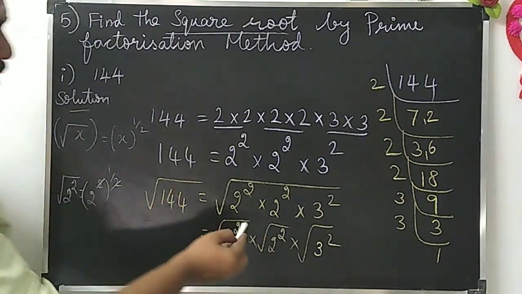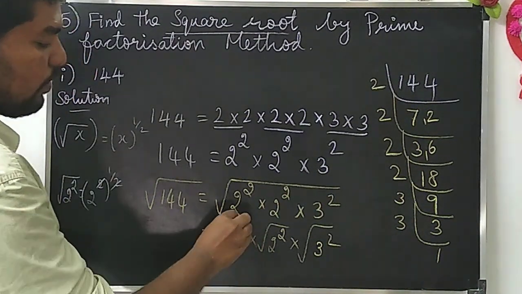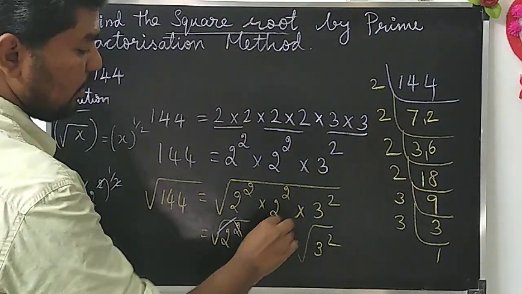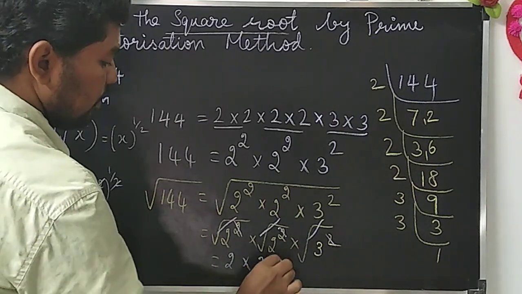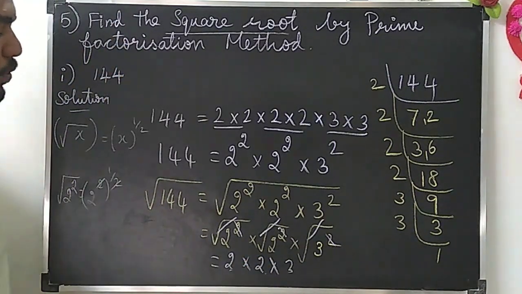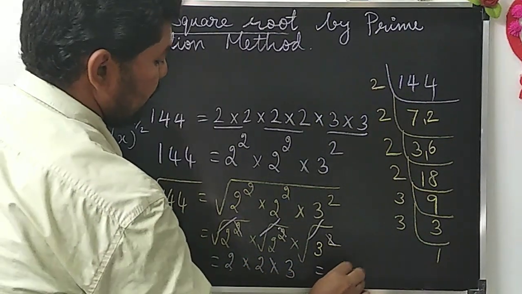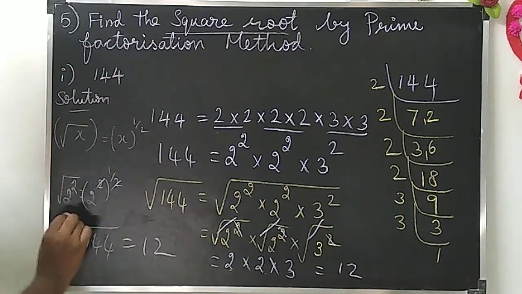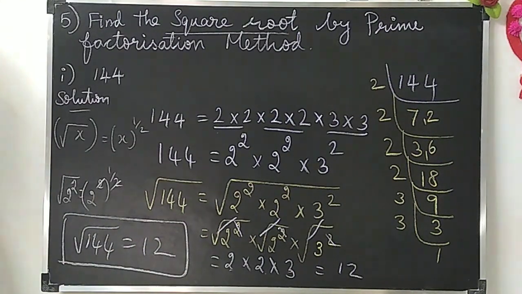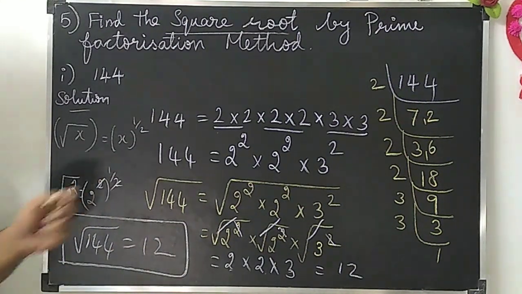We apply this concept here, so cancel the square and square root. The remaining number is 2 into 2 into 3. 2 2s are 4, 4 3s are 12. So square root of 144 is equal to 12. Okay, very easy question, just understand the concept.